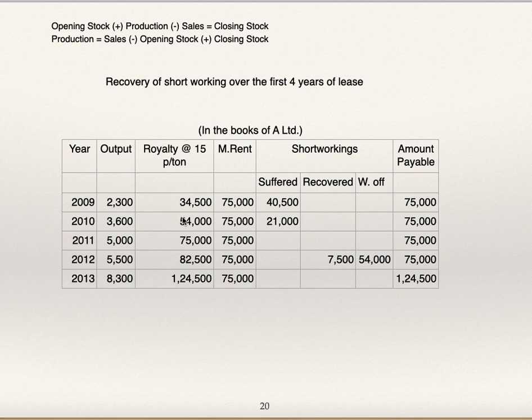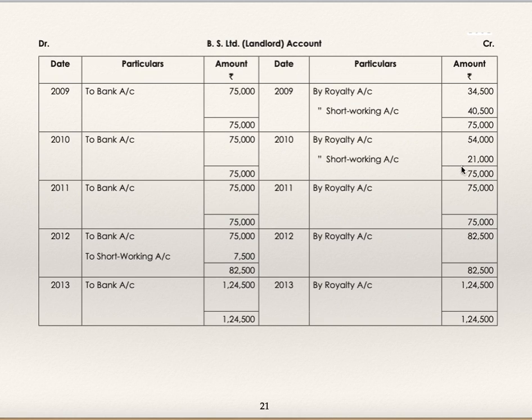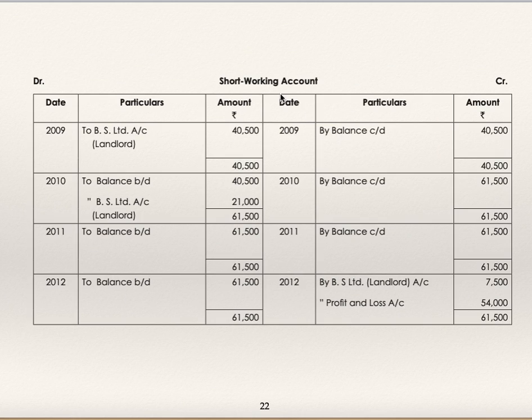Second year also he has suffered, so by royalty 54,000, by short working 21,000. By royalty, by short working, to bank. Third year he has not suffered, he has not recovered, so by royalty to bank. Fourth year by royalty 82,500, but he has recovered 7,500, to short working 7,500, to bank 75,000. Last year by royalty 1,24,500, to bank 1,24,500.